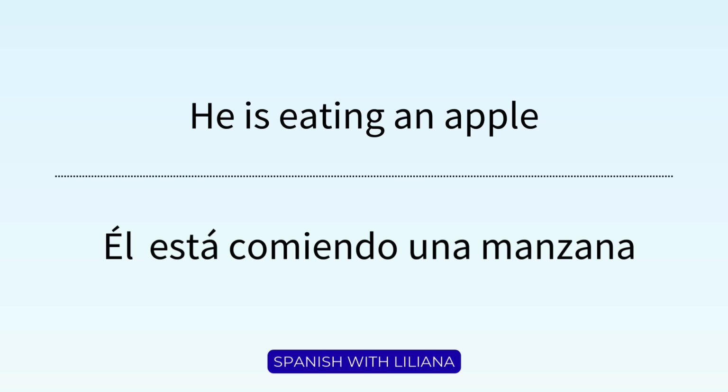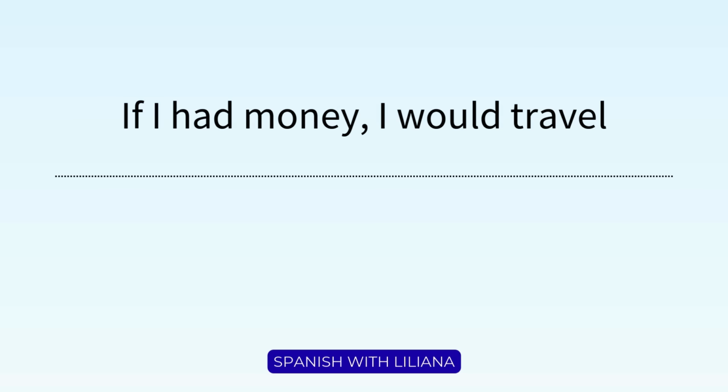And again, here there's not a lot of change from the English structure to the Spanish one. It's very similar. We just have to make sure we're conjugating the verb to be, which in this case is estar in Spanish. And in Spanish, we use estar to put together the progressive tenses. Comiendo is the gerund in Spanish, the equivalent to the -ing verbs in English. And again, here you can substitute una manzana with a different food. Muy bien. The next sentence is, if I had money, I would travel. So here we are seeing a conditional. How do you say if in Spanish?